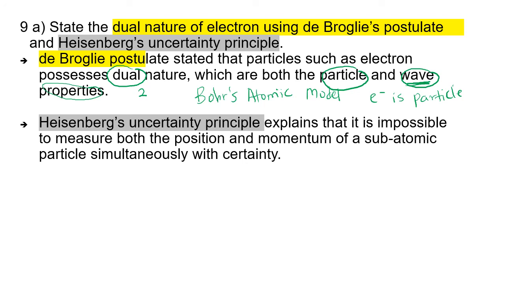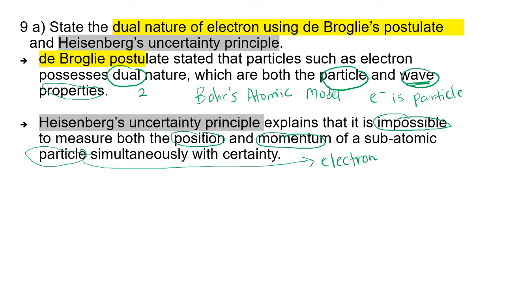Second, the Heisenberg uncertainty principle explains that it is impossible for us to measure the position and also the momentum of the particles. The particle here is referring to the electron. This is due to the size of the electron being very small, so it is very difficult for us to know exactly the position and also the momentum of the electron. And also the electron is always moving.